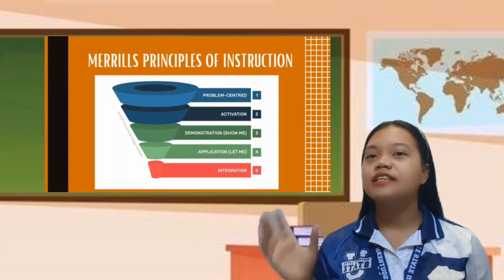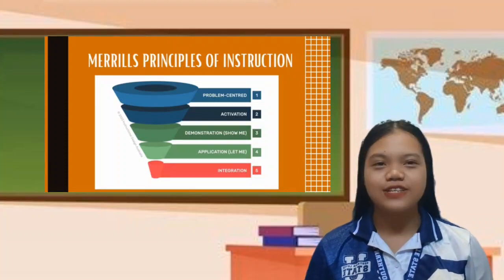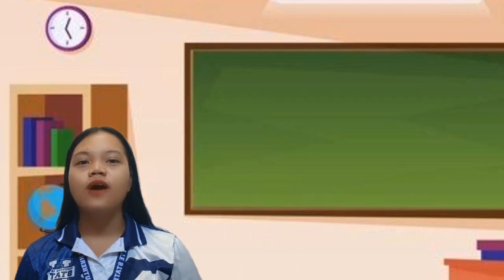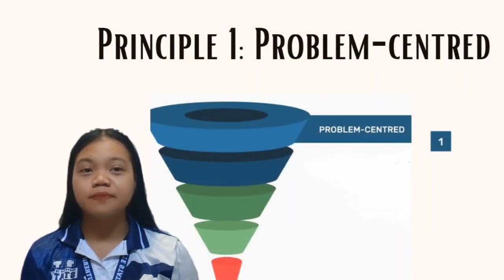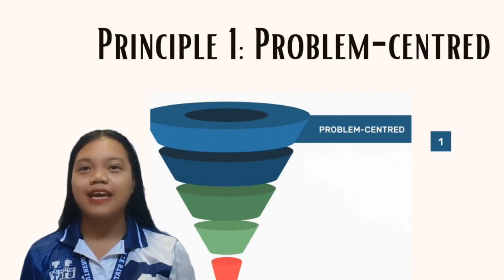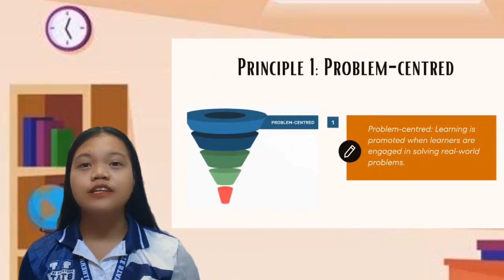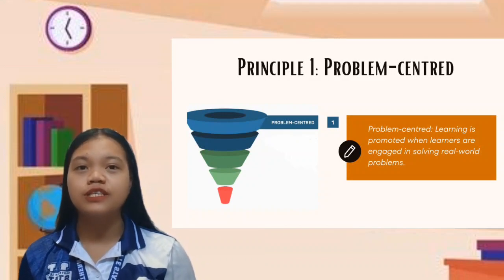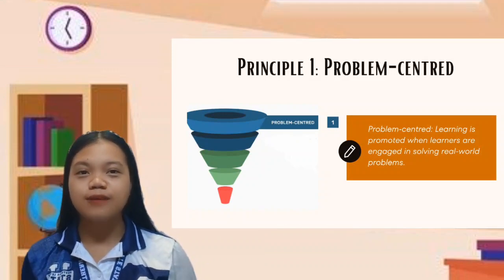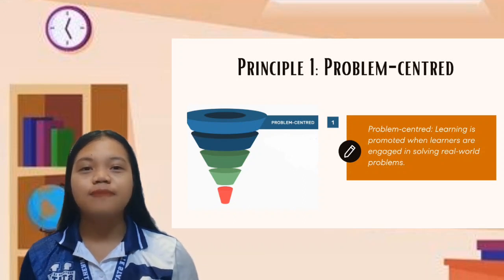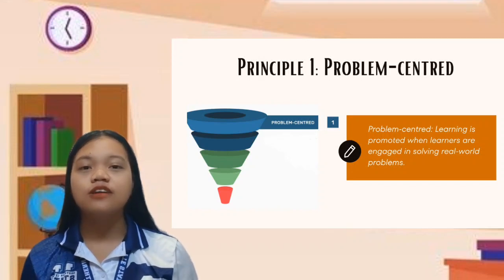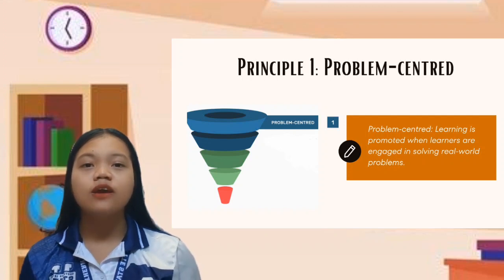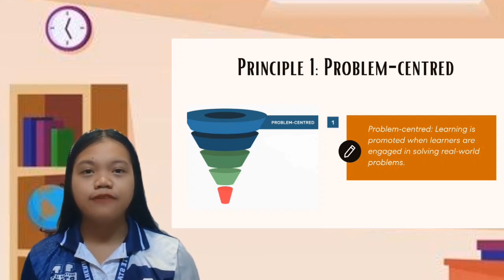So indicated here are the 5 principles of instruction. Principle 1 is problem-centered. Can anyone tell me what problem-centered learning means? Okay, so problem-centered: learning is promoted when learners are engaged in solving real-life problems. It means that learning is better when students work on solving real-life problems. It helps them to understand and learn more effectively by applying what they know to real-life situations.